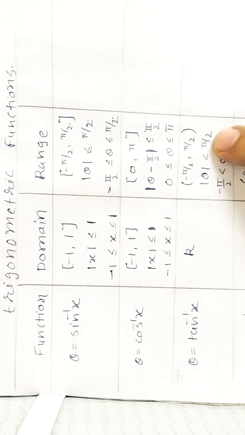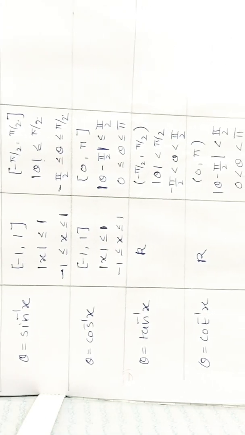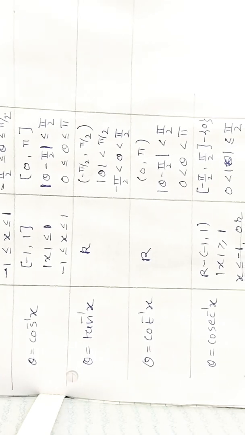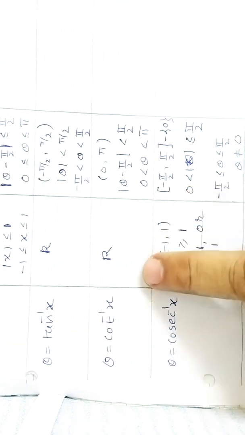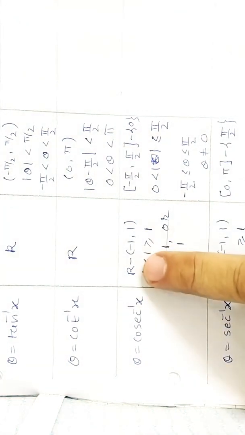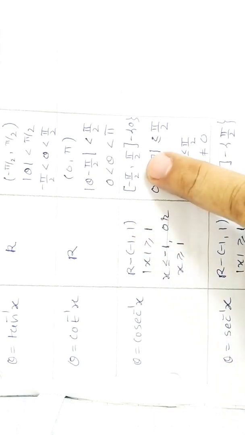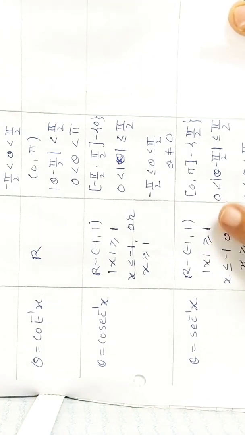Similarly, the range of cos inverse is 0 to pi, and the domain is minus 1 to plus 1. The domain of tan inverse x is R, and the range is minus pi by 2 to plus pi by 2. The domain of cot inverse x is R, and the range of cot inverse x is 0 to pi. The domain of cosec inverse x is R minus (minus 1 to plus 1), and its range is minus pi by 2 to plus pi by 2 minus 0. The domain of sec inverse x is R minus (minus 1 to plus 1), and its range is 0 to pi minus pi by 2.